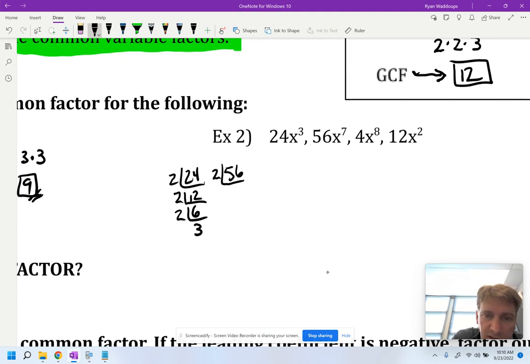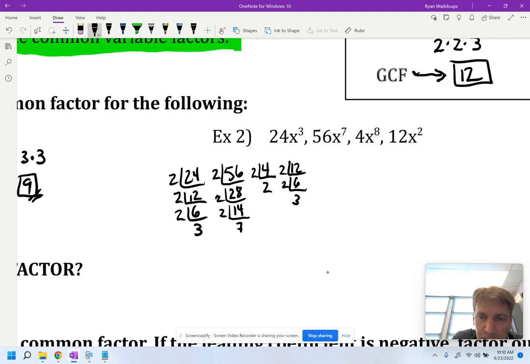56, 2 goes into 56 28 times, and 2 goes into 28 14 times, and 2 goes into 14 7 times. 7 is prime, so we're done with that one. 4, 2 goes into 4 twice. And then 12, 2 goes into 12 6 times, and 2 goes into 6 3 times, and 3 is prime, so we are finished. So I look and I say, hey, they all have that 2 in common.